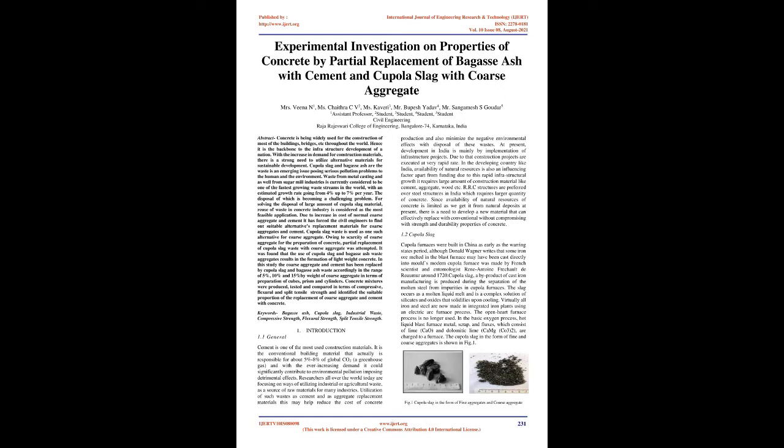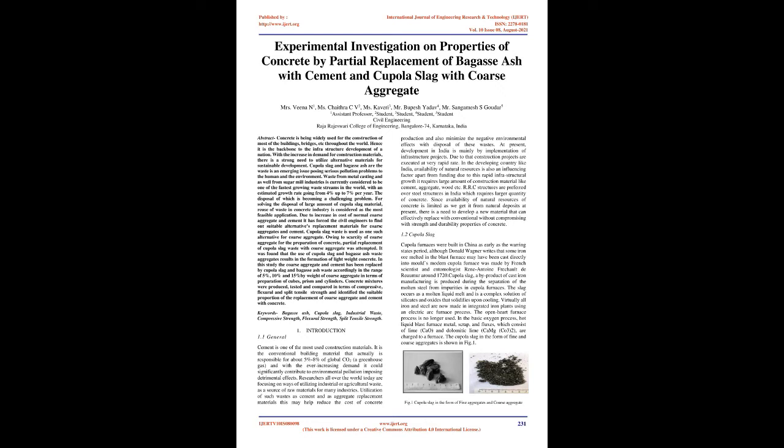Researchers all over the world today are focusing on ways of utilizing industrial or agricultural waste as a source of raw materials for many industries. Utilization of such wastes as cement and aggregate replacement materials may help reduce the cost of concrete production and also minimize the negative environmental effects associated with disposal of these wastes.